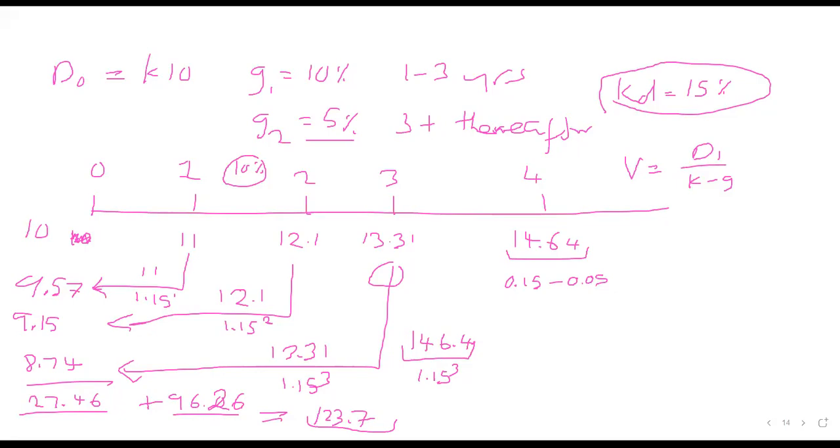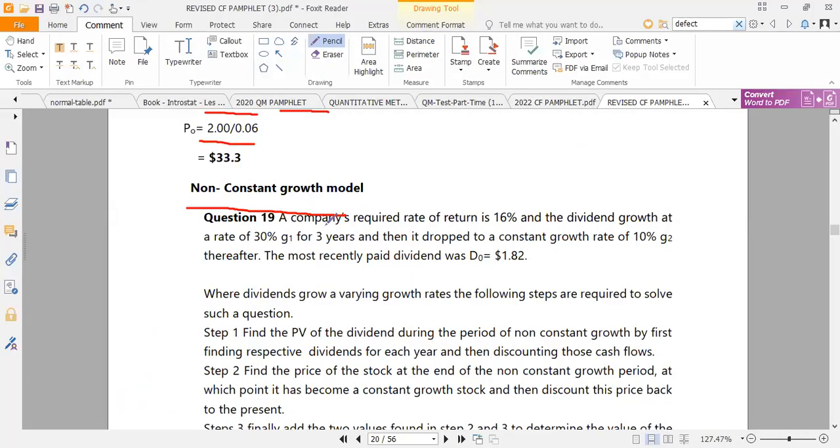So this is a similar example here. The company has a required rate of return of 16%. So this 16% is our discount rate. The growth rate for phase 1 is 30% for the first 3 years. It then drops to 10% growth for phase 2. The most recently paid dividend is 1.82.